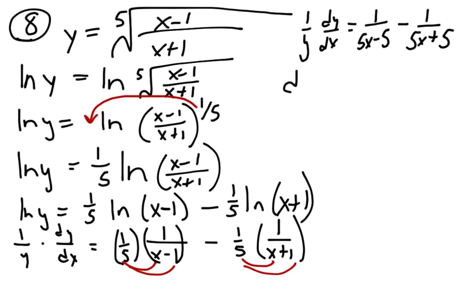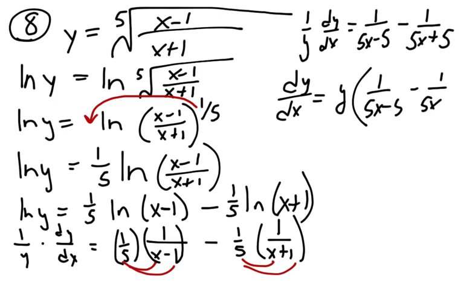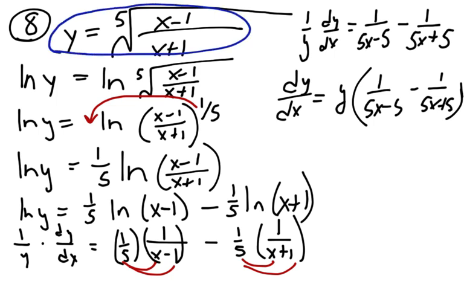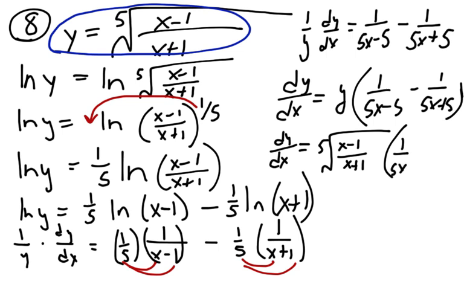I want to multiply by y on both sides, so I have dy dx by itself. And I don't want to leave it with a y in it, so I want to replace that y with what I know y is equal to, and say dy dx equals the 5th root of x minus 1 over x plus 1 times this, which I had in the parentheses. Oops, I missed my 5 on my parentheses there. And that's the answer. We're done with that one.